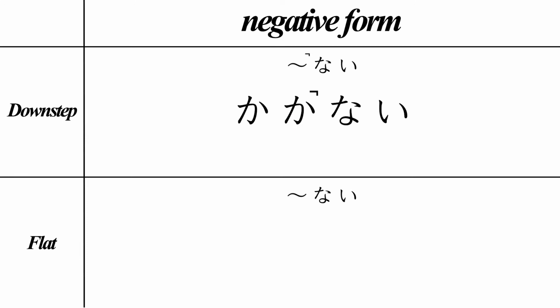In the flat type verbs, even if they turn into the negative form, they have no accent. For example, 行く turns into 行かない. Like the dictionary form, there's no accent. 行かない.